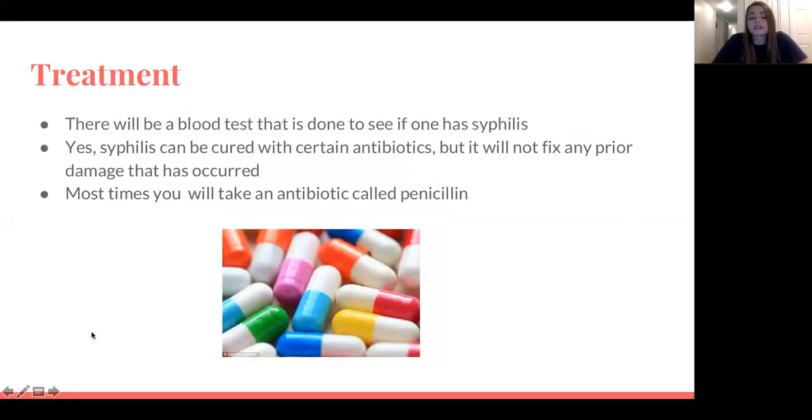To treat syphilis, there will often be a blood test done to see if one has it, and it can be cured with certain antibiotics. But if you wait a couple of years and there's prior damage, it will not fix that. Most times when you get treated for this, you will take the antibiotic specifically called penicillin.